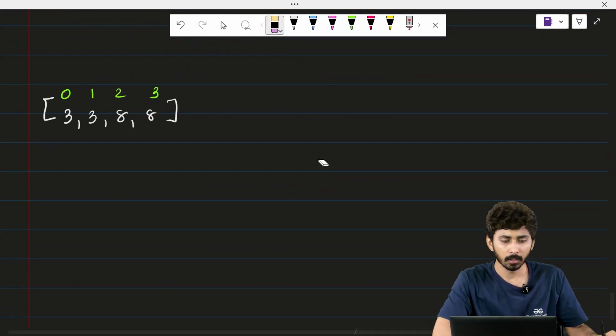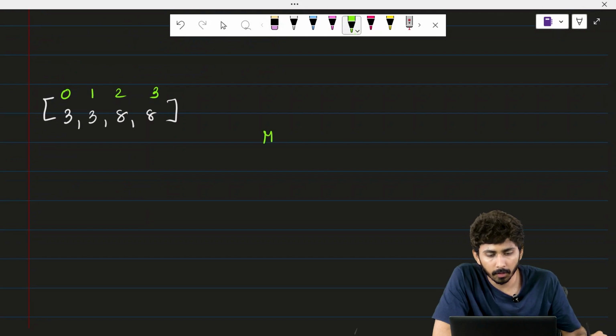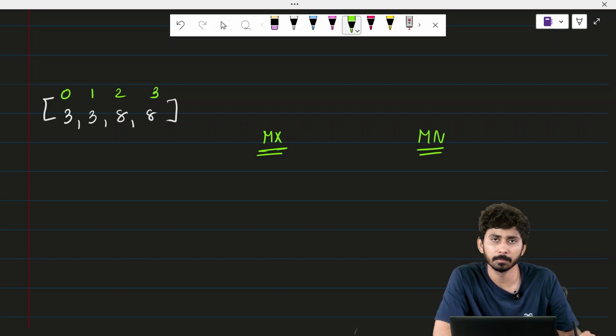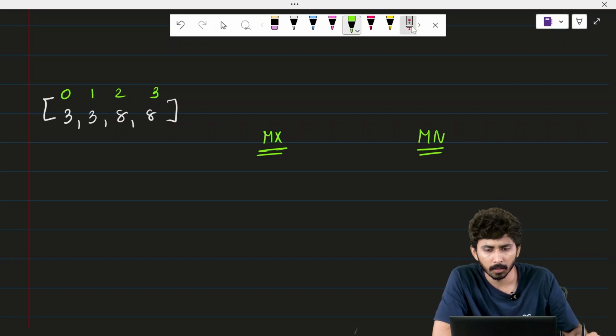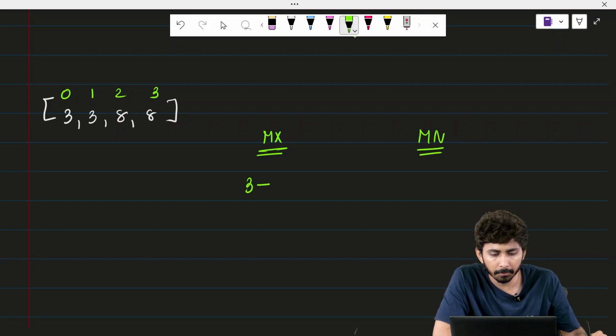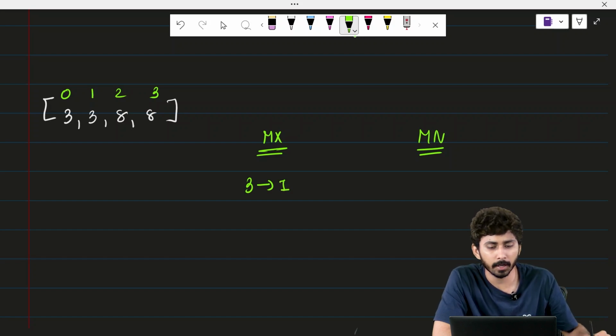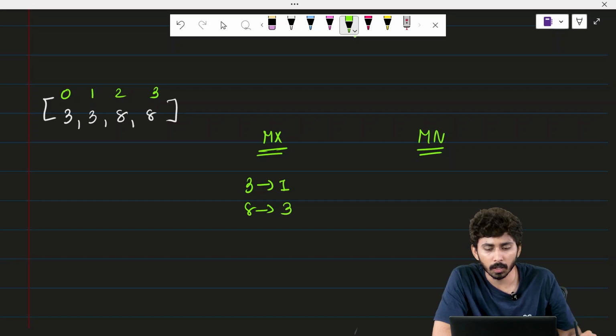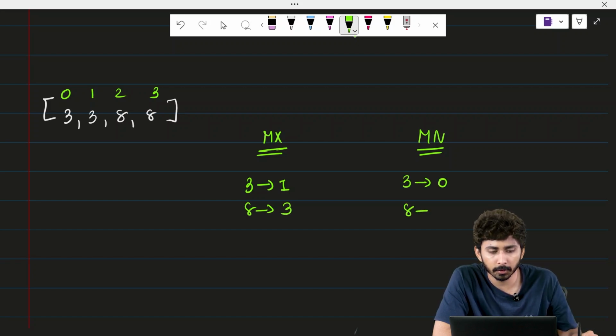Okay. So now let's say you have an array, something like this, that stores the maximum index of every element and there is an array called minimum that stores the minimum index of every element. So for 3, what will be the maximum index of 3? It will be 1. What will be the maximum index of 8? It will be 3 over here. What will be the minimum index of 3? It will be 0. What will be the minimum index of 8? It will be 2. Okay.